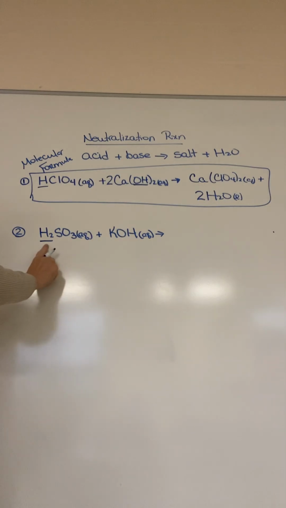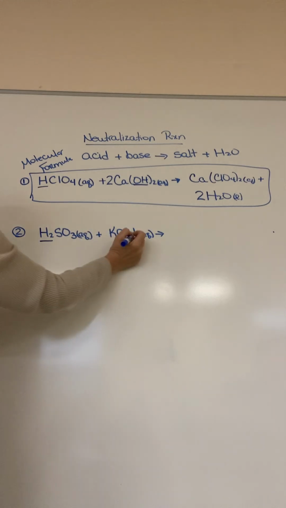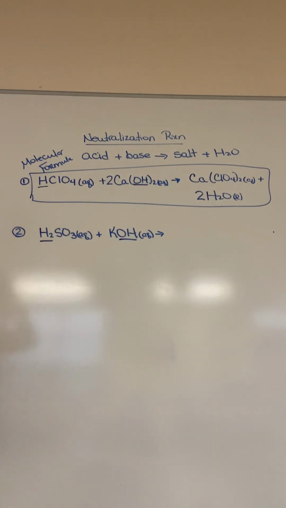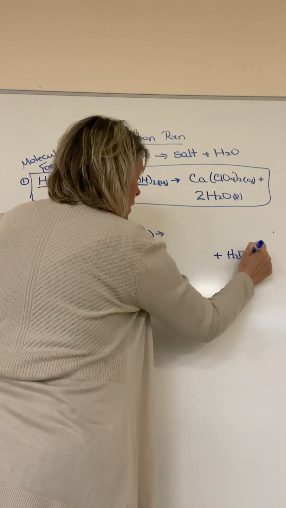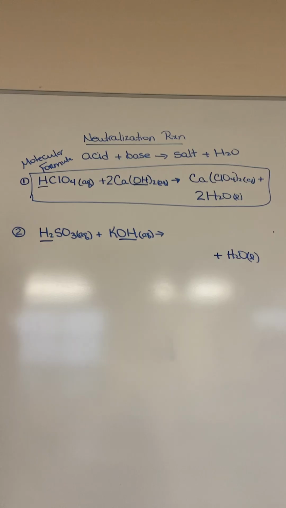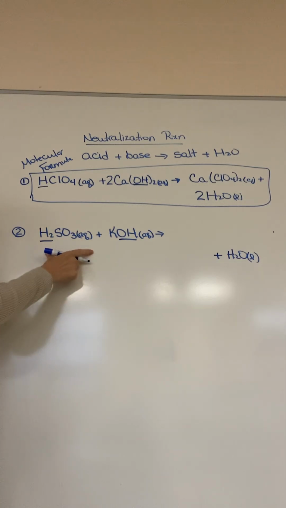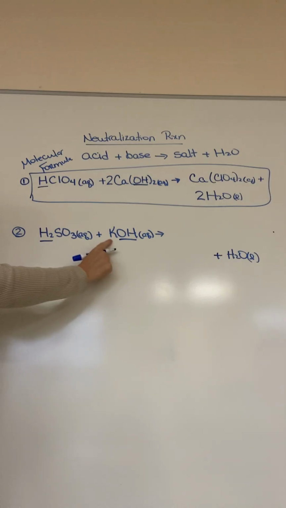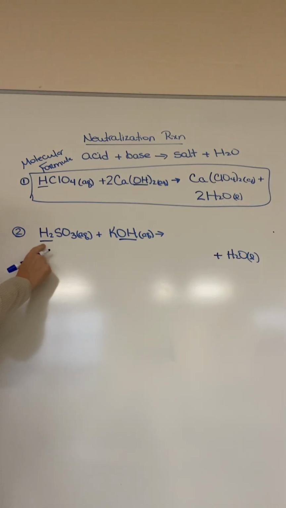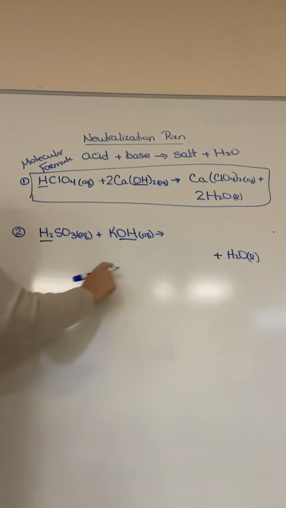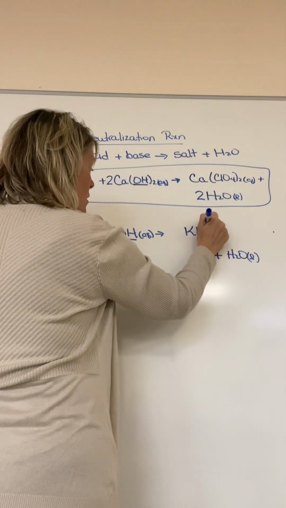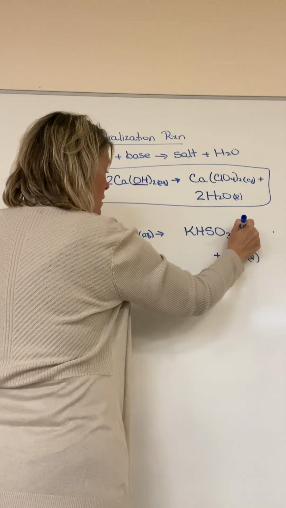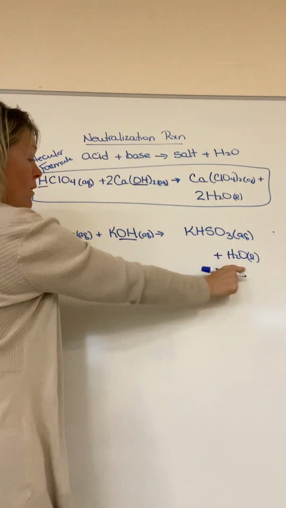Okay, so what's going to happen is one of these acidic hydrogens will be transferred to this hydroxide in the base, and that will form water. I'm going to go ahead and put that as my second product. Okay, and then the remaining atoms will come together to form our salt. We have a potassium. Now we have 1 hydrogen because remember, we only transferred 1 hydrogen to get that water. And then we have our SO3. So our salt is going to be KHSO3 aqueous, plus we formed water.